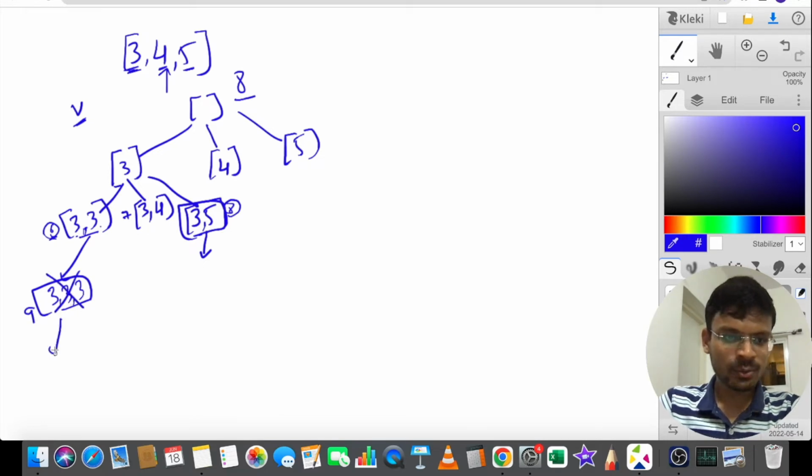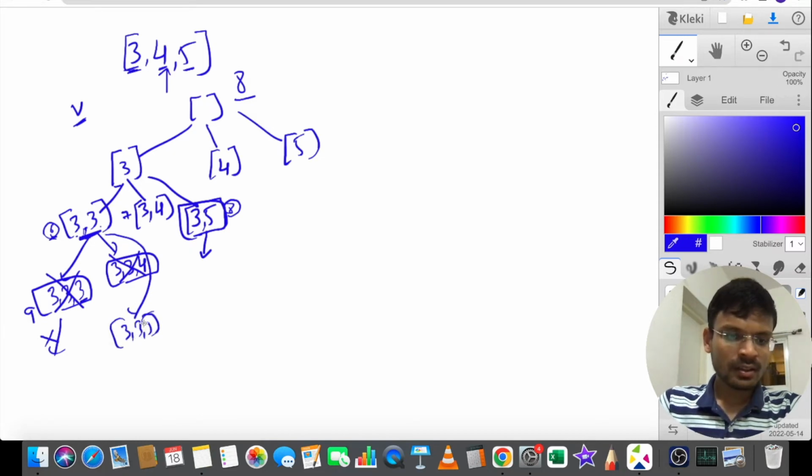So I don't need to go further down in the recursion tree. Now coming back to this 3, instead of appending 3 here, I can append 4. But here as well the sum would be greater than 8, so I will completely ignore this solution. The other part of the solution can be 3, 3, 5. Here as well, the sum is greater than 8, so I can remove this solution.